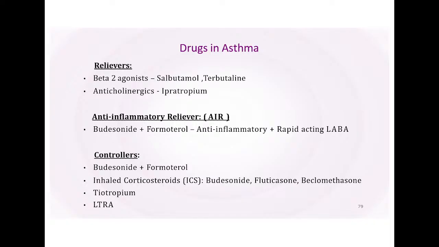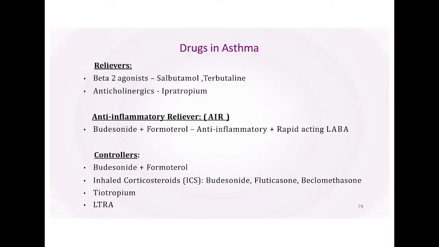So drugs in asthma: the reliever options are beta 2 agonists, this is salbutamol or terbutaline, and the anticholinergic ipratropium. Ipratropium's mechanism of action is different from salbutamol, and ipratropium is basically acting on large airways and small airways, salbutamol is acting more.